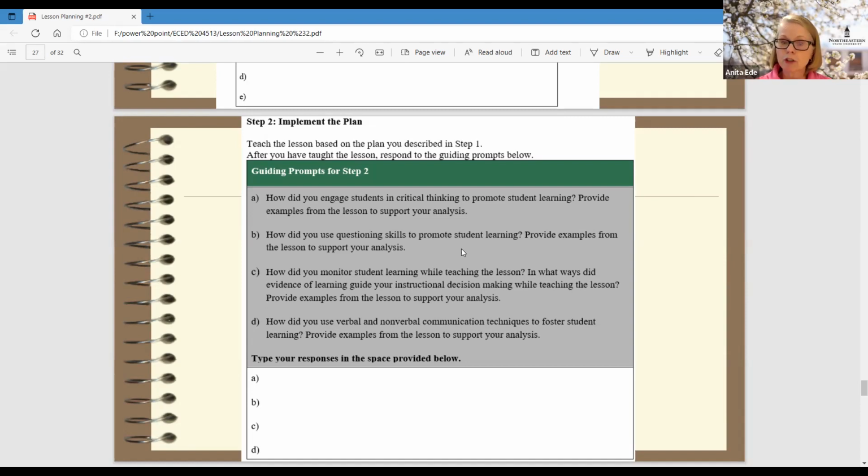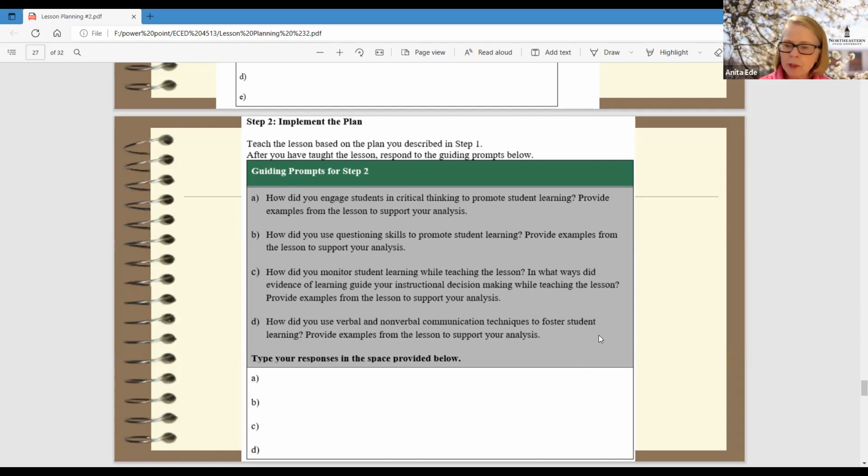How did you monitor student learning while teaching the lesson? In what ways did evidence of learning guide your instructional decision-making while teaching the lesson? Sometimes things happen during the lesson. You see something just not working, and you've got to change it real quick. That's what we want to know. Provide examples. And how did you use verbal and nonverbal communication techniques to foster student learning? Provide examples.